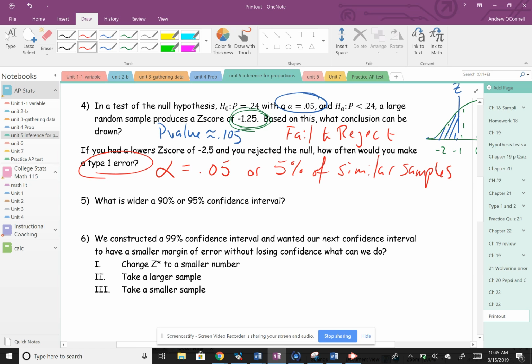Which is wider, a 90% or a 95% confidence interval? I always reference the weather. I'm 99% confident that the current temperature outside is between 10 degrees and 80 degrees. It's a really wide interval because I'm so sure. But once I start thinking that I'm only 90% sure that it's between 40 and 60, that makes it smaller. I lose confidence. So what is wider? 95.